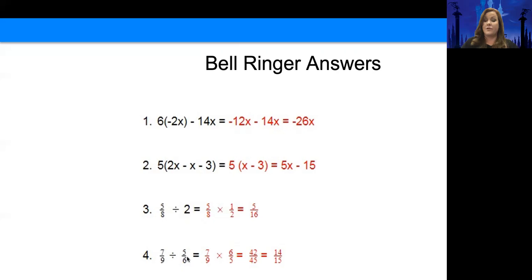Again, same, change, flip. Keep the first one the same. Change to multiplication. Flip 5 sixths to 6 fifths, and we get 7 times 6 is 42. 9 times 5 is 45. It simplifies. Now, I do math the old school way. I would have recognized that 6 and 9 both have a factor of 3. So this can change to a 2 and this can change to a 3.